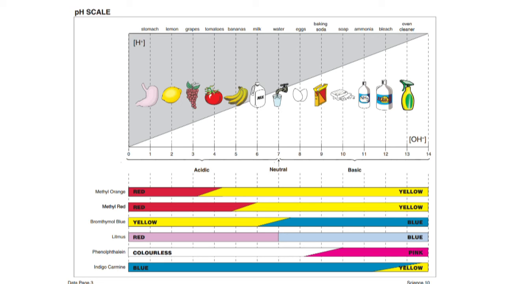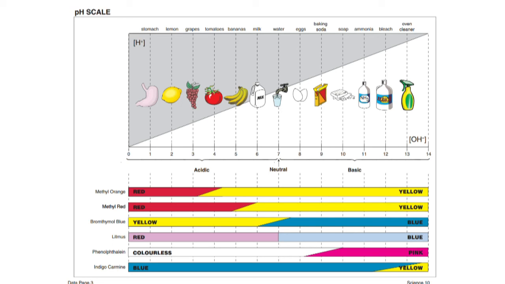And then lemon juice is a pH of 2, so lemon juice is highly acidic. Grape juice or grapes are acidic at a 3. Then you're getting less acidic down to tomato at 4. Bananas, who knew? Slightly acidic at a 5. Milk is slightly acidic at a 6, and then you have neutral. And then basic, you'll notice that most of the common things that have bases in them are cleaning products like ammonia, bleach, oven cleaner. These are very, very basic things.